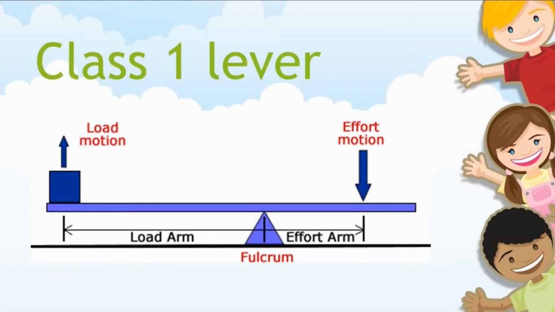A Class 1 lever has the fulcrum placed between the effort and the load. The movement of the load is in the opposite direction of the movement of the effort. This is the most common lever configuration.